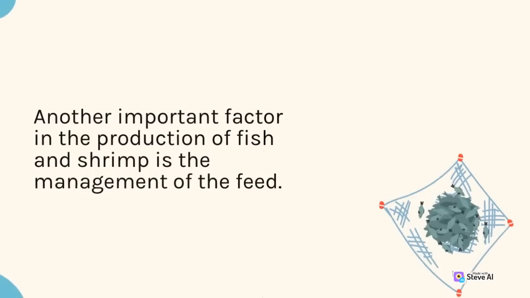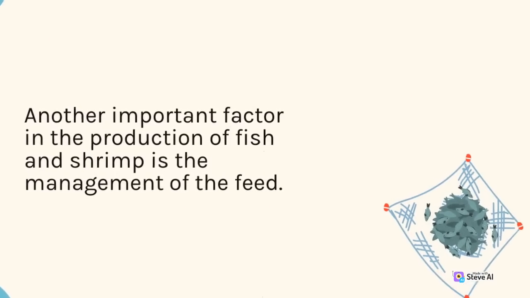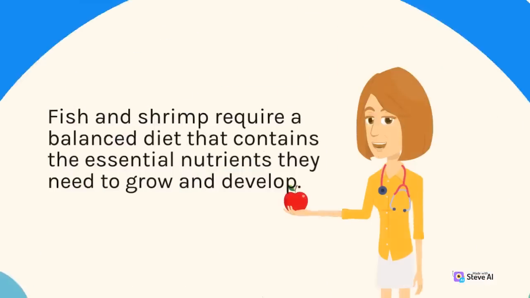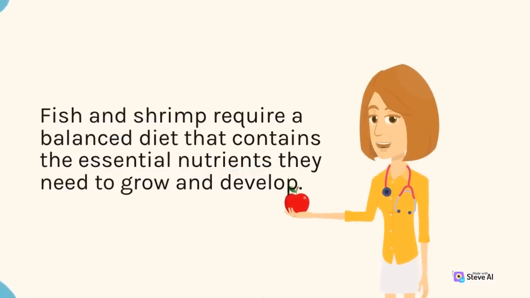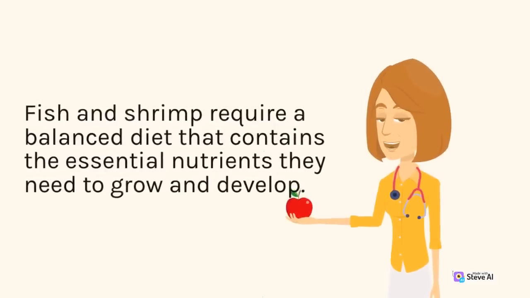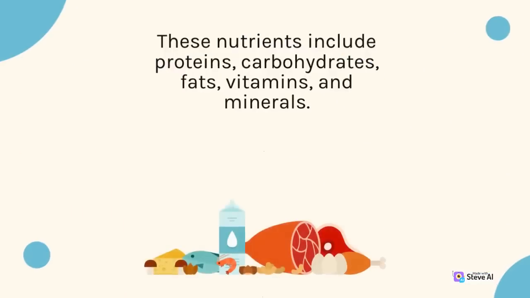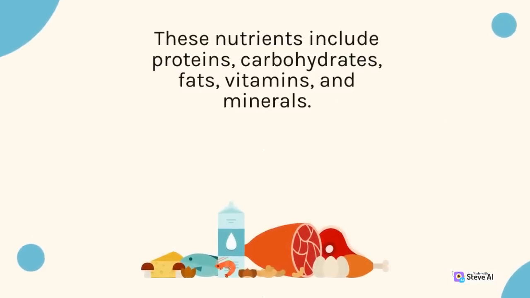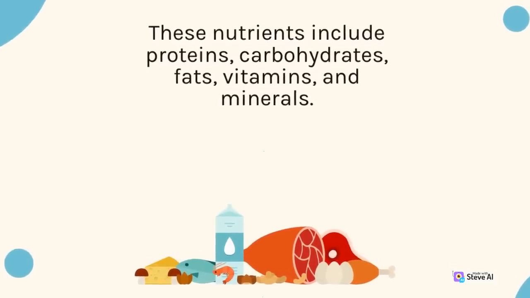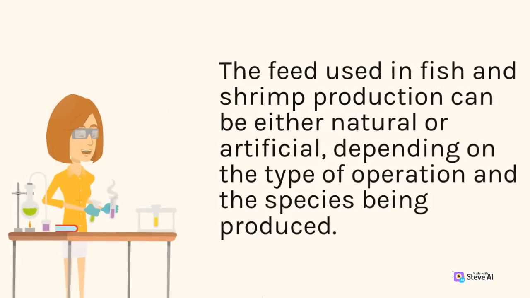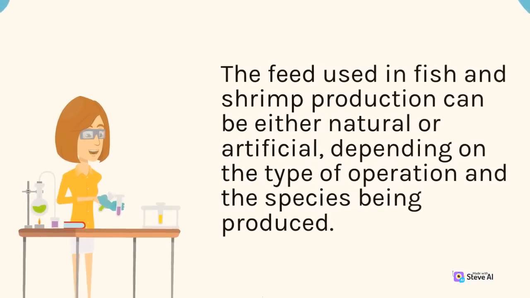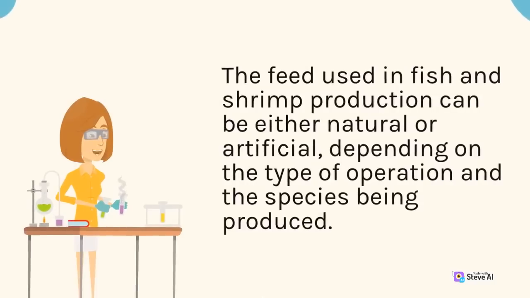Another important factor in the production of fish and shrimp is the management of the feed. Fish and shrimp require a balanced diet that contains the essential nutrients they need to grow and develop. These nutrients include proteins, carbohydrates, fats, vitamins, and minerals. The feed used in fish and shrimp production can be either natural or artificial, depending on the type of operation and the species being produced.